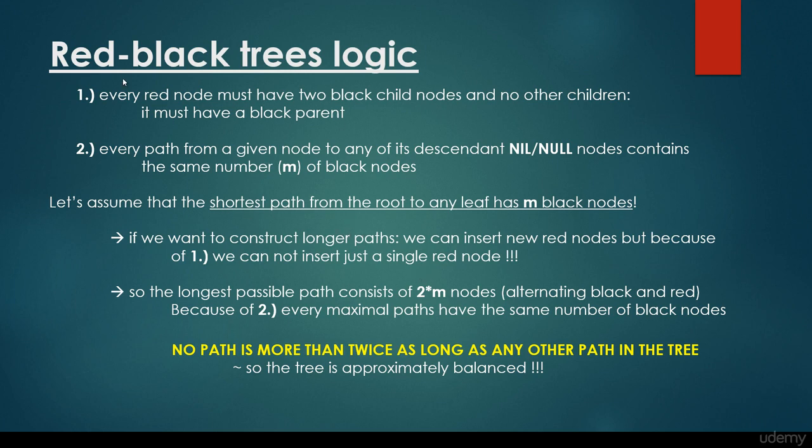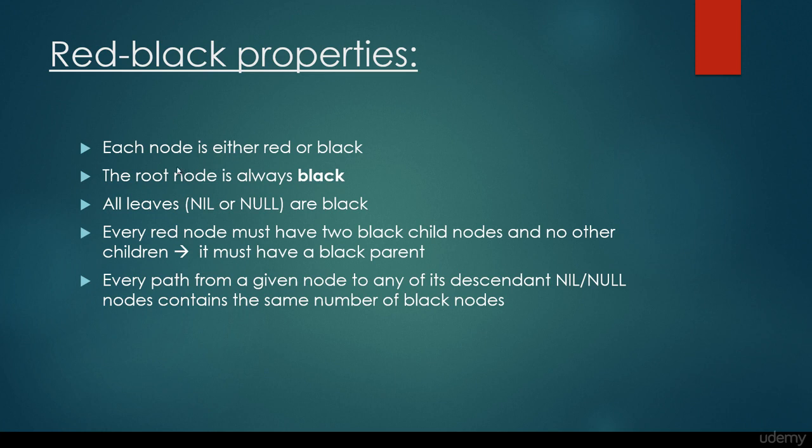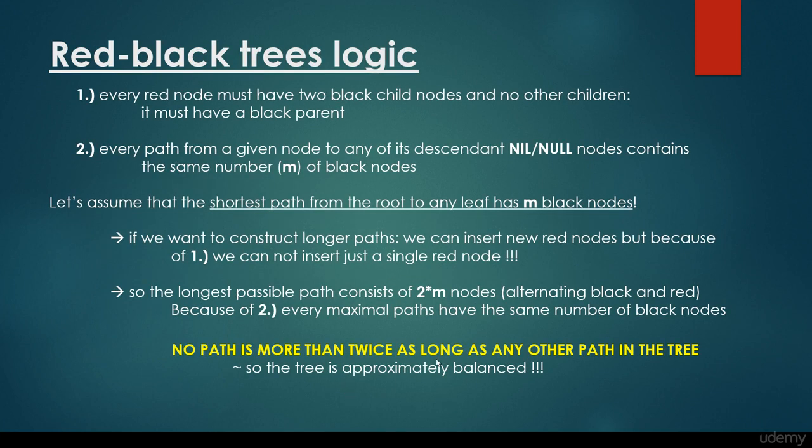So that's the logic behind red-black trees. This is why we can make sure that as long as these principles are not violated, we will end up with an approximately balanced tree-like structure.